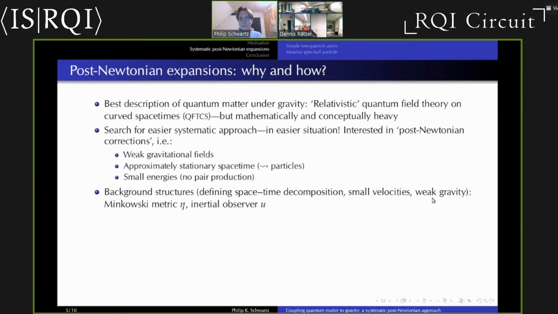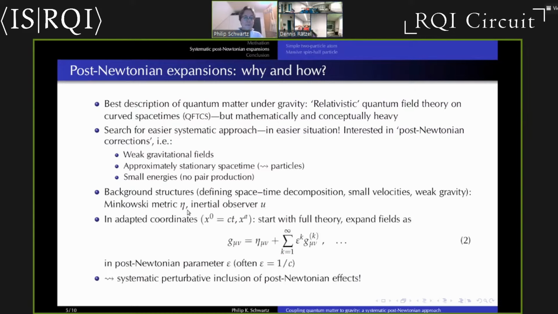And this we do by saying that as a background structure, we have a flat Minkowski metric, and we have an inertial observer vector field in this Minkowski metric, and everything will be defined with respect to those. So the space and time decomposition is from the point of view of this vector field. Small velocities are velocities that are small as seen by this observer, and weak gravity means that the physical spacetime metric has a small difference to this background metric.